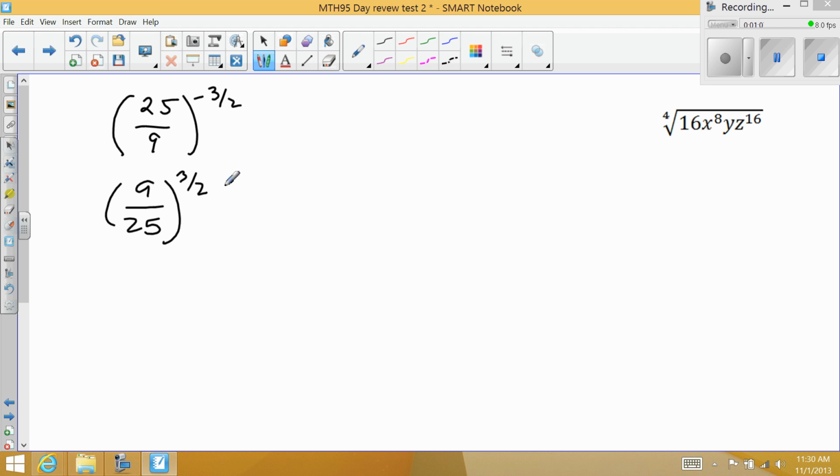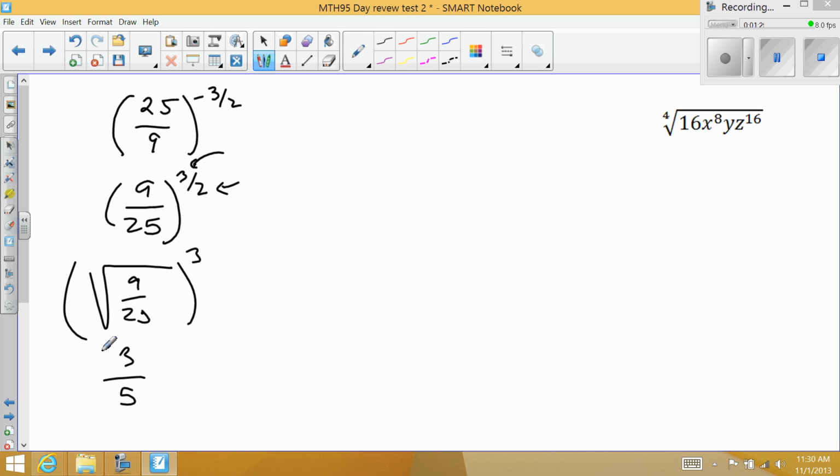The denominator of the exponent, the 2, tells us what type of root we're looking at, whereas the numerator, the top of the fraction, tells us what power we're looking at. So we've actually got the square root of 9/25 to the 3rd power. If we do the square root first, the square root of 9 is 3, the square root of 25 is 5, and then we can cube the result, and that would give us 27 over 125.